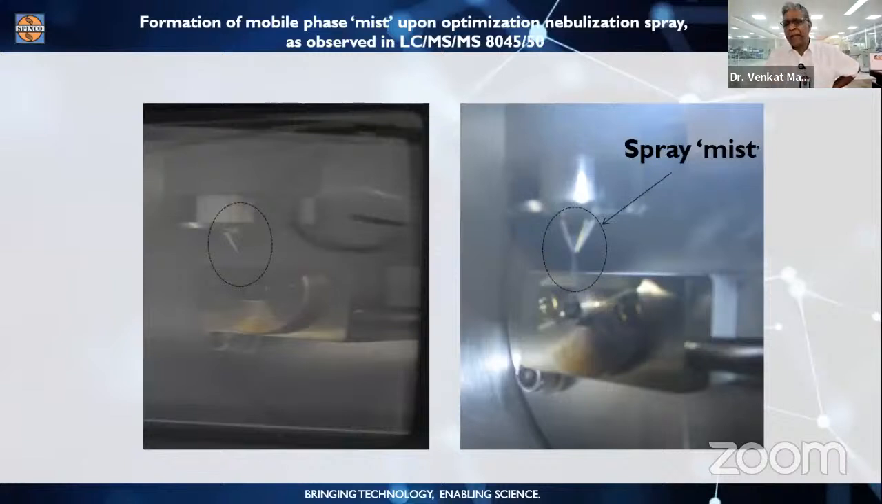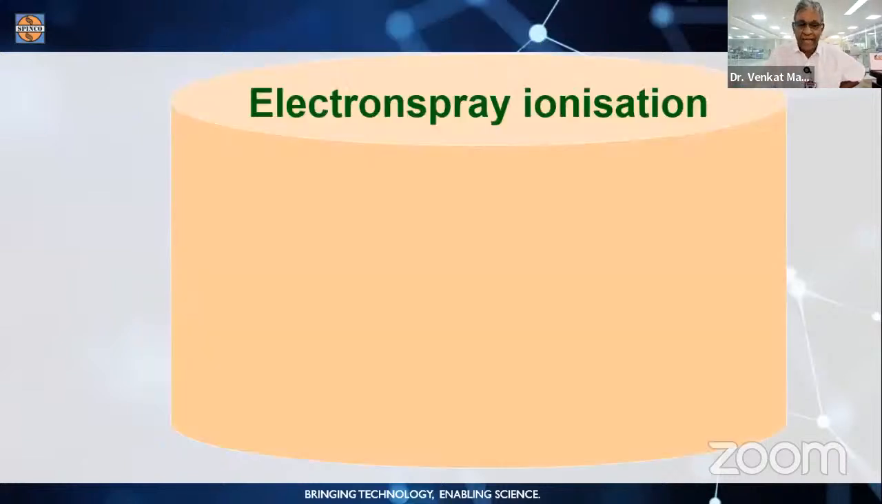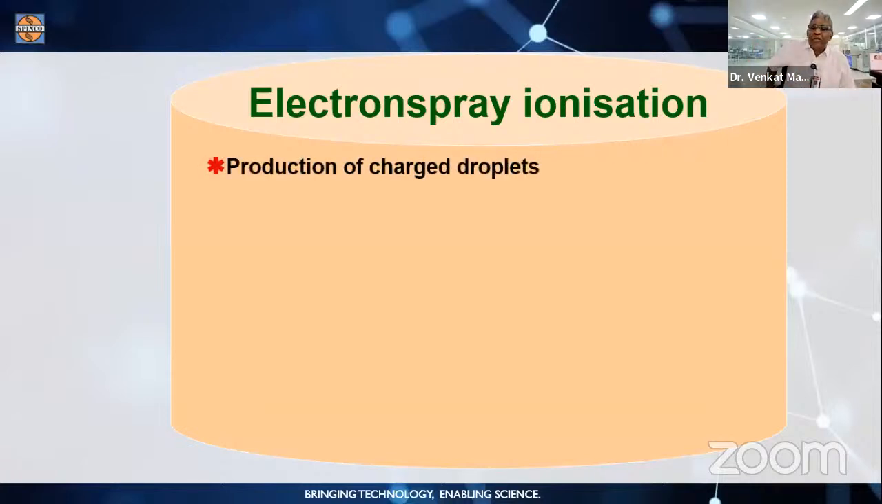Once you produce a spray mist, you evaporate it. When you evaporate it, you produce ionization. How do you produce ionization? I will show you now. Very simple. It involves 6 processes, 6 steps. First step, produce what is called charged droplets. When you produce a droplet, charge it. Put some potential there.